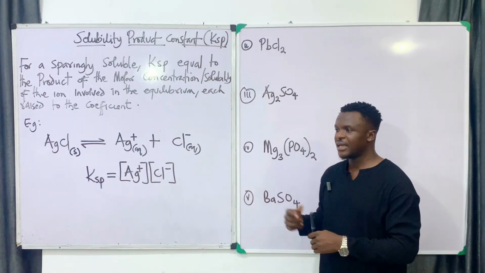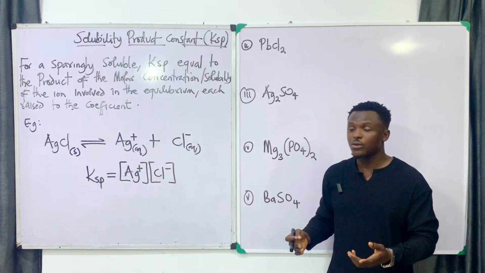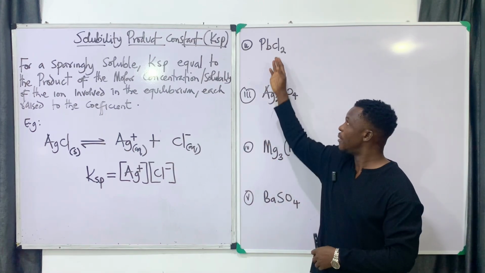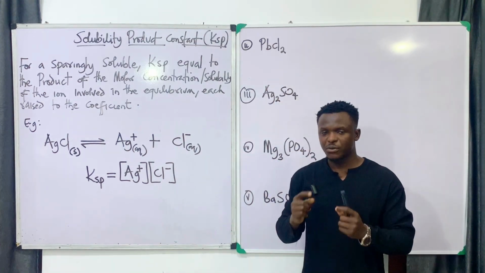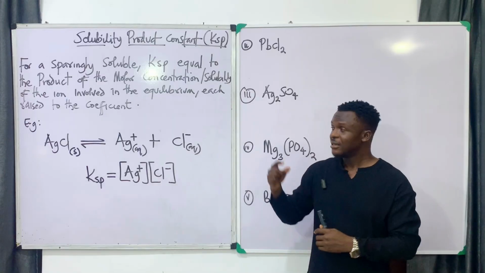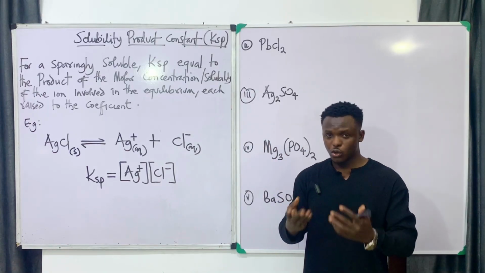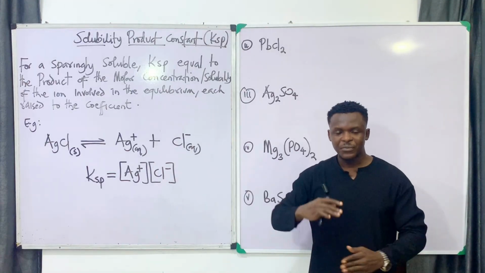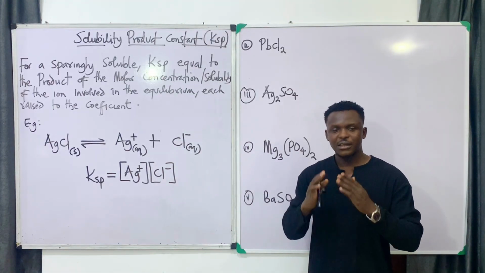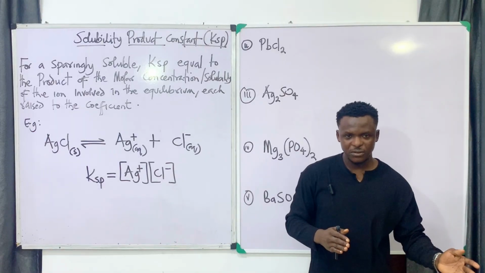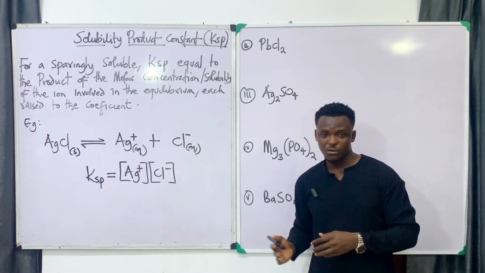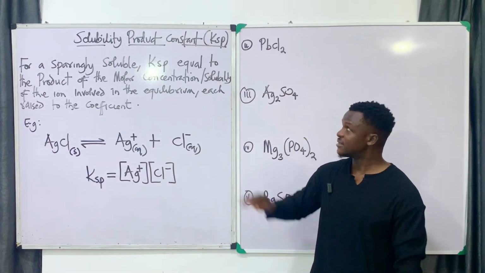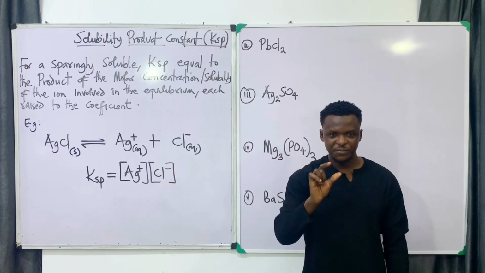I'm just giving you this in case you don't know which is metal and which is non-metal. Anytime you're given a compound and asked to write the Ksp, remember that Ksp is written mostly for salts, and salts are ionic. Ionic means it has a positive end and a negative end. The positive end is always the metals. The negative ends are always the non-metals. That's point number 1.